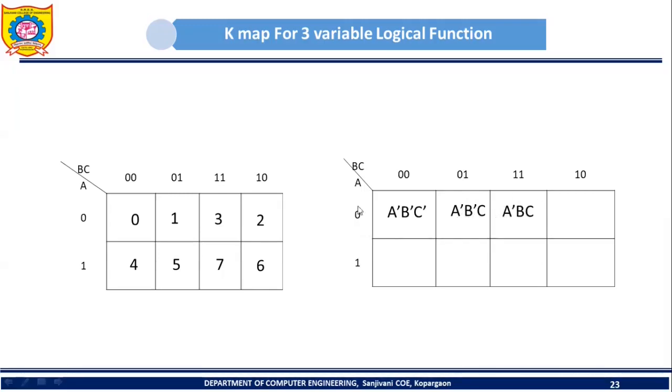For this cell, what is the value of A? A is 0, so that's why A prime, B, C. Then for this cell, what is happening? A prime, then B, and then C prime. Then for this cell, which will be the minterm? Yes, it is A, B prime, C prime. Okay, then here A, then B prime and C. Okay, then here ABC. Why ABC? Because for this cell, A is 1 and B, C both are 1 1. So ABC. Then for this cell, A is 1, B is 1 and C is 0. So A, B, C prime.